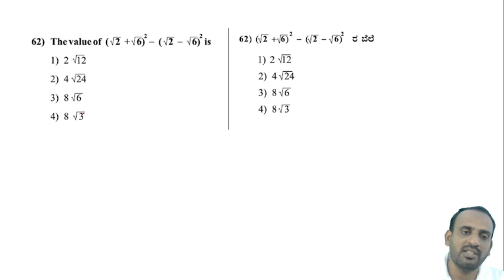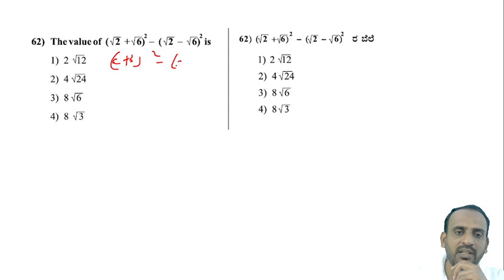Okay, one more question. Let's try. The value of root 2 plus root 6 whole square minus root 2 minus root 6 whole square. Okay. Root 2 plus root 6 whole square. So this is nothing but a plus b whole square format minus here a minus b whole square format. So a plus b whole square we know a square plus 2ab plus b square minus here again minus a square minus b square plus 2ab. So a square gets cancelled, b square gets cancelled.